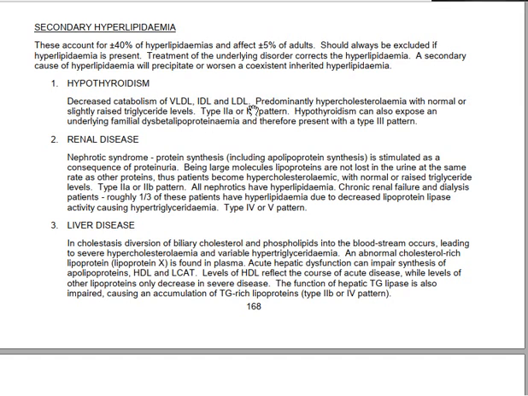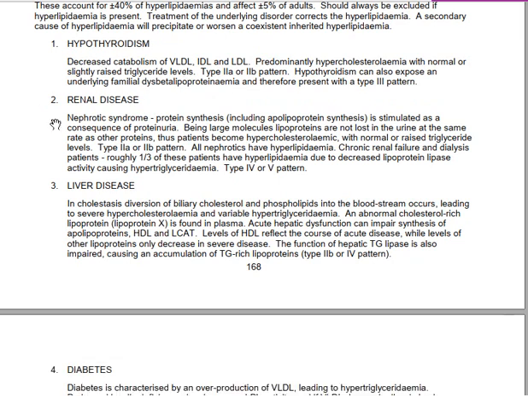So that is the case of hypothyroidism. In hypothyroidism, you're going to have a decrease in the metabolism, the catabolism, of VLDLs, IDLs, and LDLs. Is it clear? So you are going to have predominantly hypercholesterolemia, because the catabolism of LDL is going to predominate, all of this with normal or slightly raised triglyceride level. Now the next is renal disease.